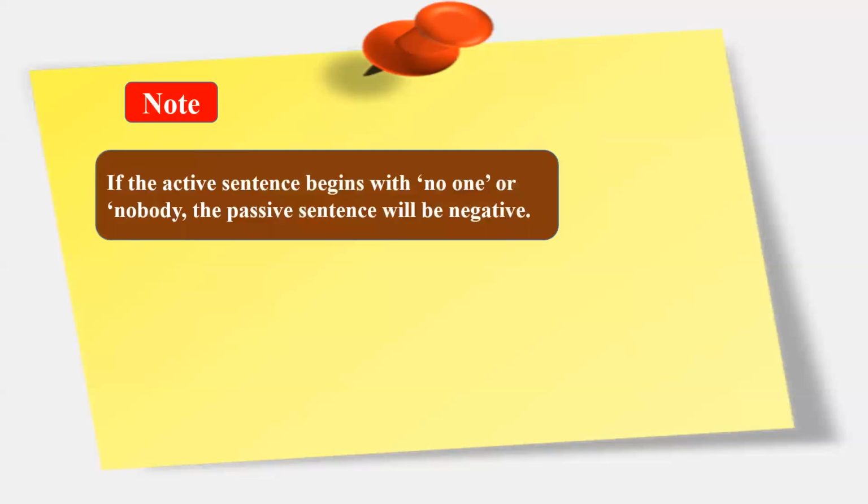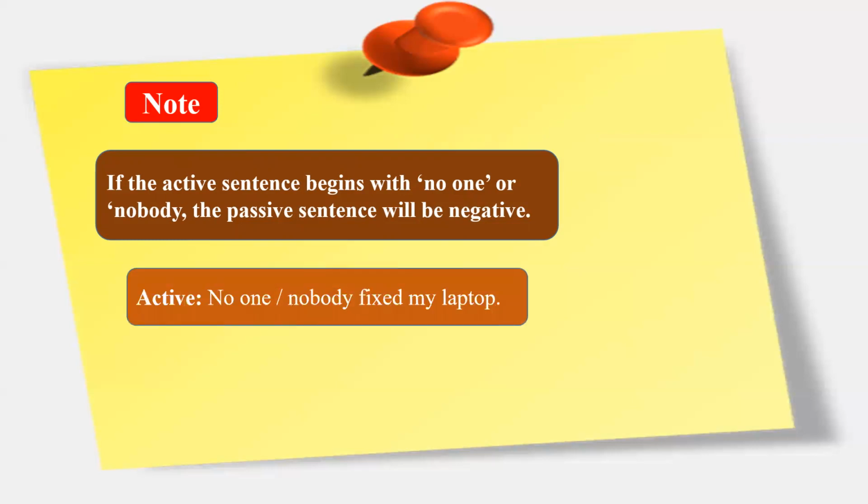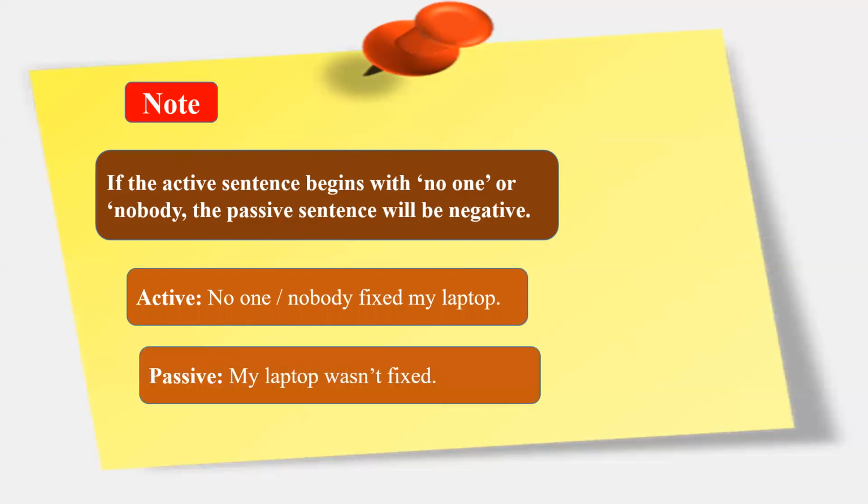If the active sentence begins with no one or nobody, the passive sentence will be negative. Example: no one, nobody fixed my laptop. Passive: my laptop wasn't fixed.